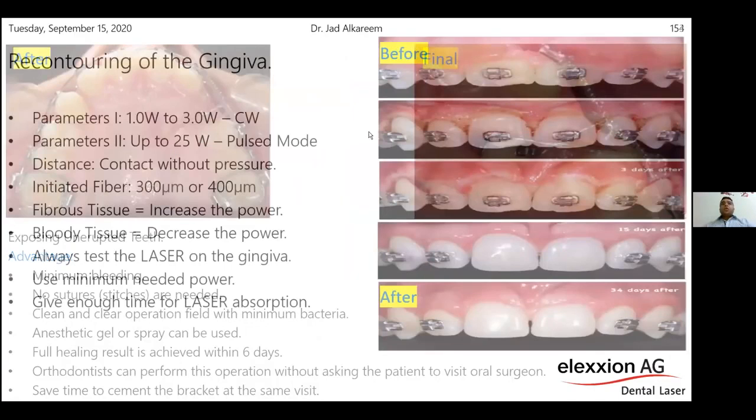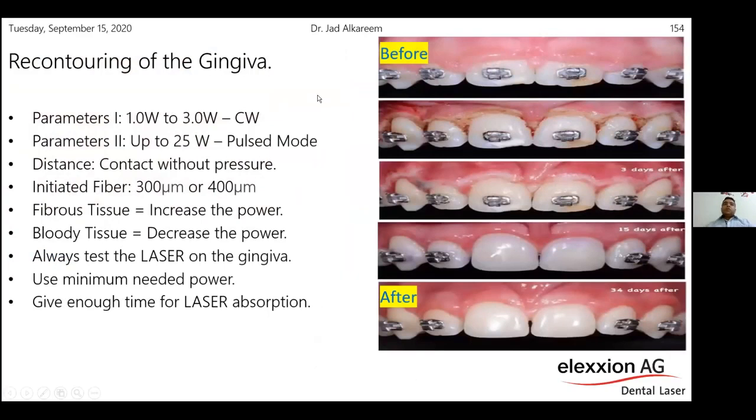Then we will go to recontouring of the gingiva. So to do a recontouring, as I mentioned, you have to be parallel with the gingiva. So don't apply the fiber at 90 degrees or perpendicular to the gingiva, because this will increase the risk of raising the temperature of the tissue, and you will also have a high risk of burning the tissue.